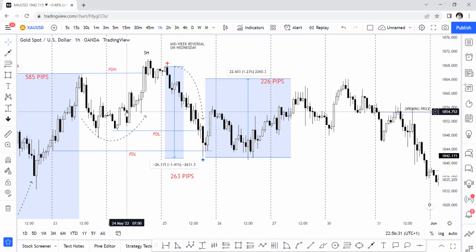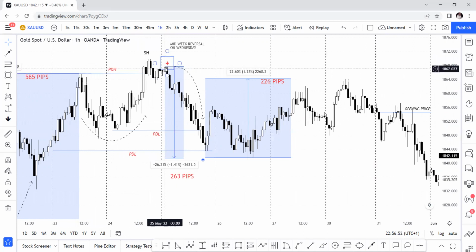And I told you that when Monday and Tuesday is a range, expect Wednesday to raid it off and go to the opposite. This is actually what happened on Monday and Tuesday. We have an accumulation, a range. Then price pushed upward to take off the previous day's high, which is the Monday high. So Wednesday now became a retest of it here.